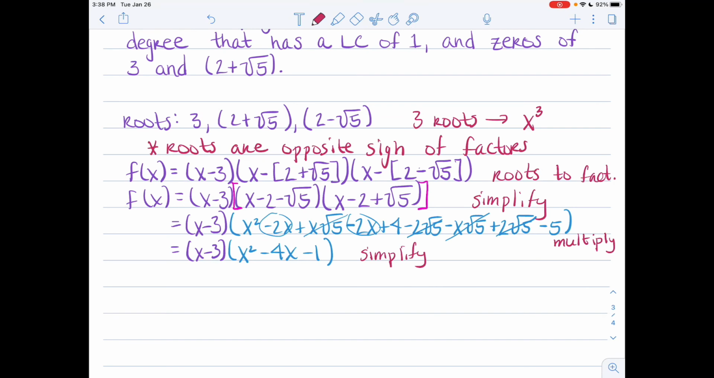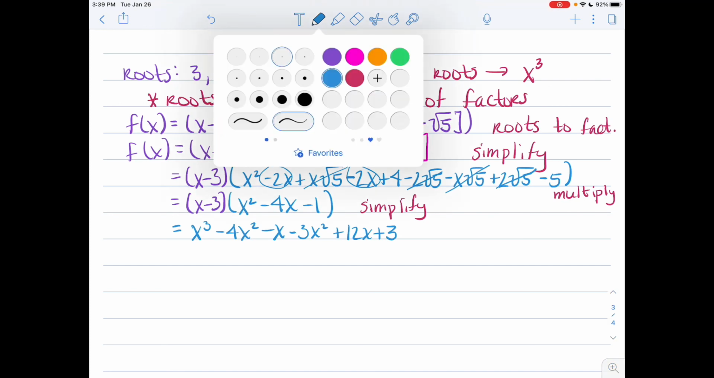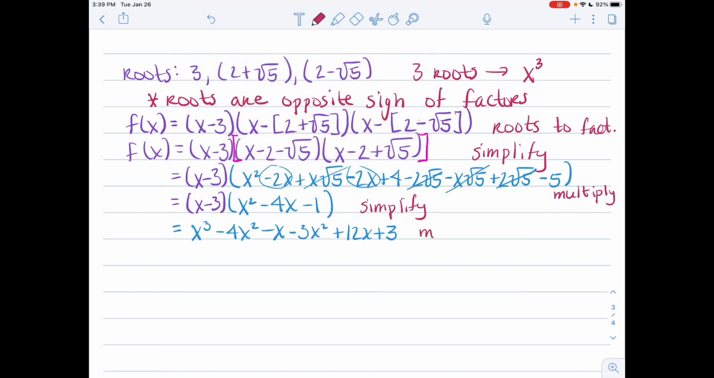And now I can take care of these two polynomials and multiply them together. So I'm going to use my same technique of distributing the x and then the negative 3. So I'll have x cubed minus 4x squared minus x, and then minus 3x squared plus 12x plus 3. All right. So now that is another multiply step, and I will simplify one more time.